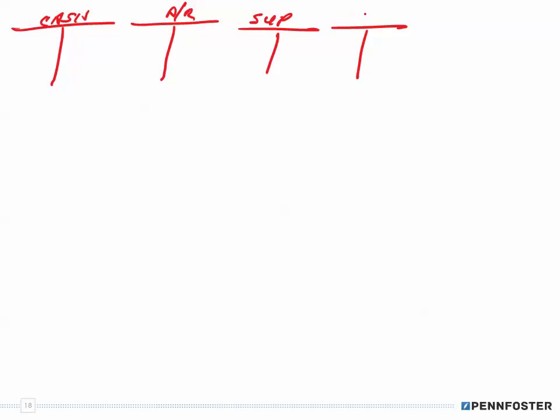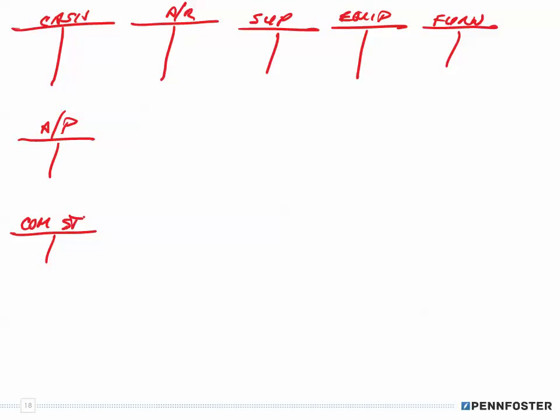So, cash, accounts receivable. I had supplies, and I'm abbreviating that. I have equipment. I have furniture. Okay, so those are my assets. Then I have a liability account, accounts payable, and then I have equity accounts, common stock.